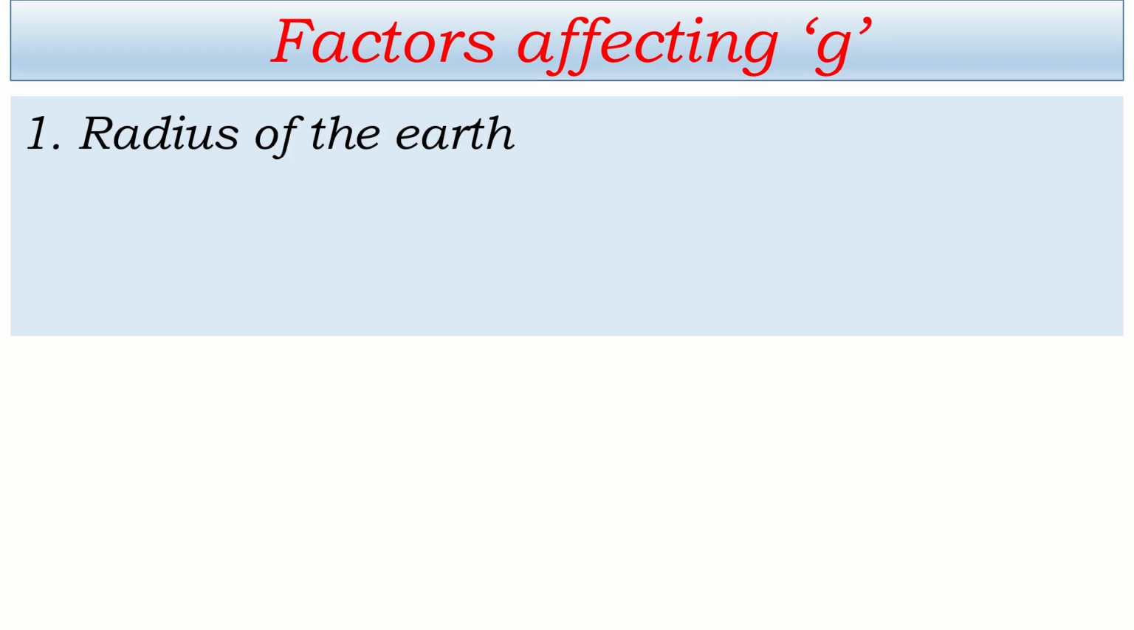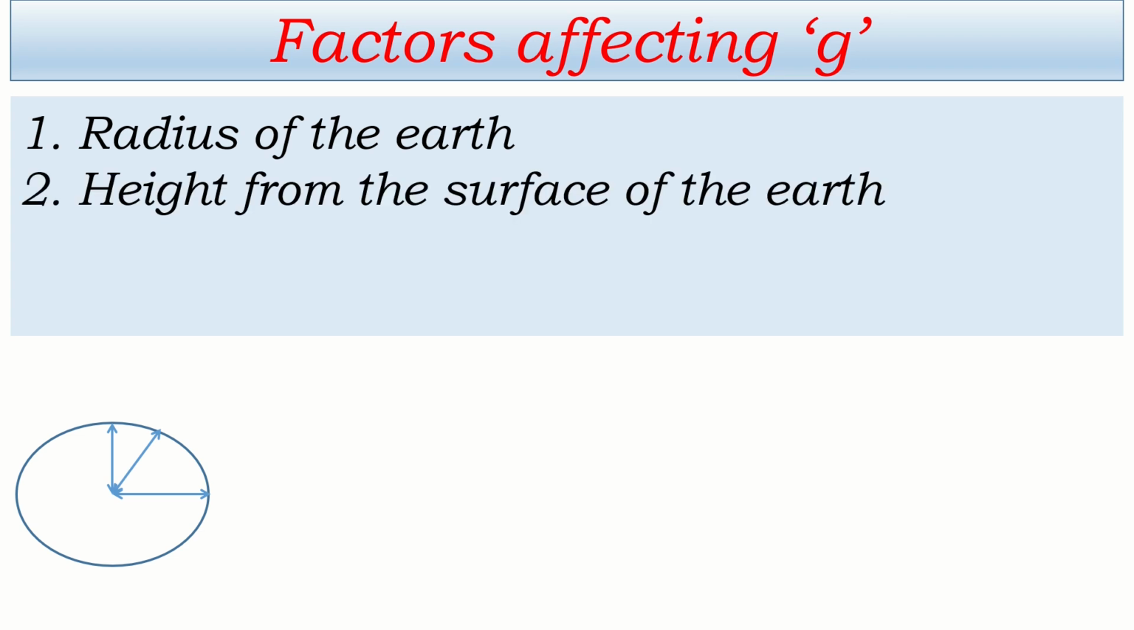Number 1, the radius of the earth. Earth is flattened at the poles and bulged at the equator. That's why its radius is different in different places. Polar radius is less, equatorial radius is more, and accordingly the value of g also varies from place to place. We'll talk in detail about the same later.